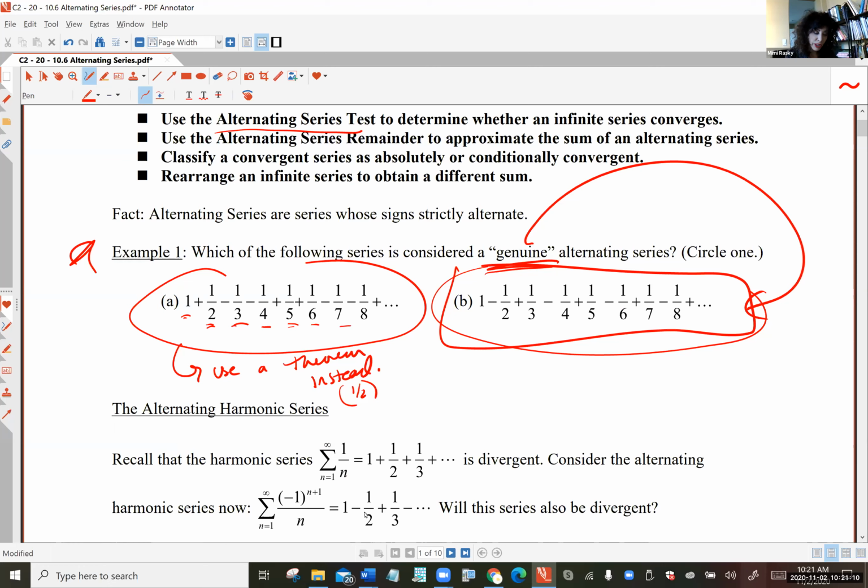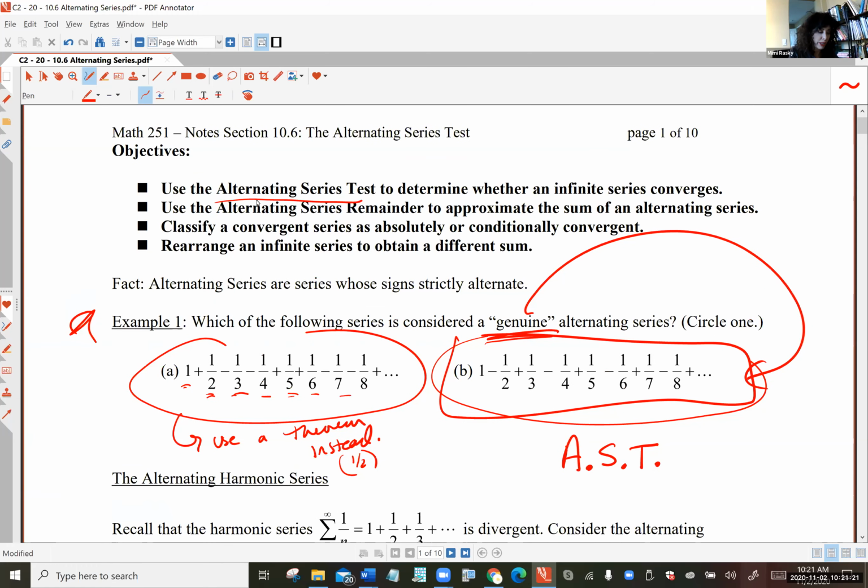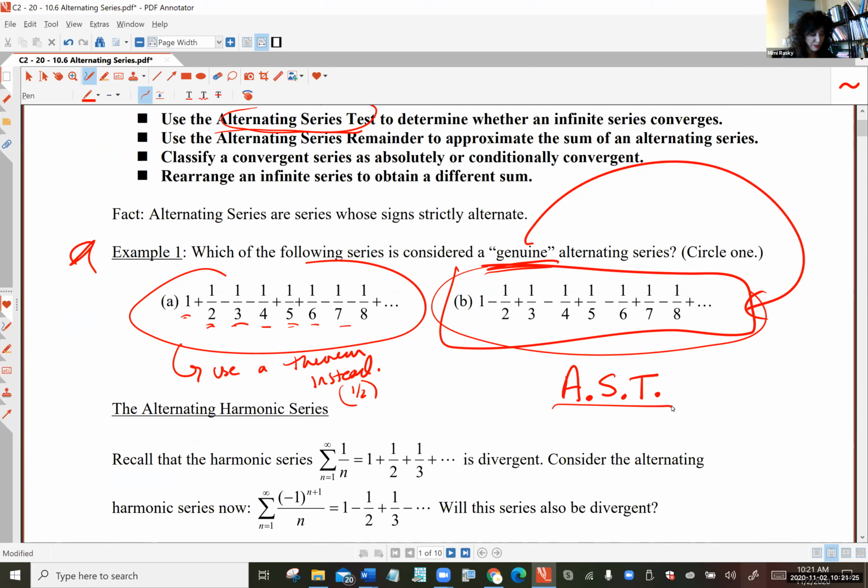So when we use the alternating series test, which I'm going to go over in a minute, I'm going to abbreviate it A.S.T., just because it takes so long to write out. I mean, if you look at alternating series test, it takes too long to write. So I'm going to call it the AST for short.